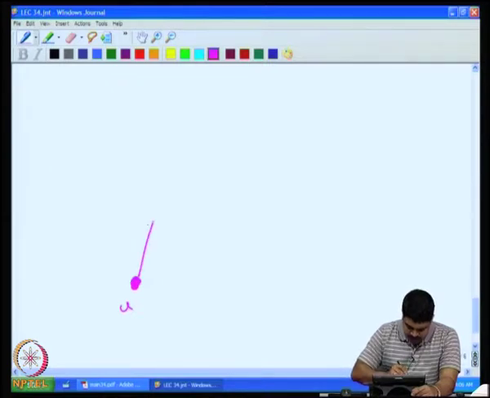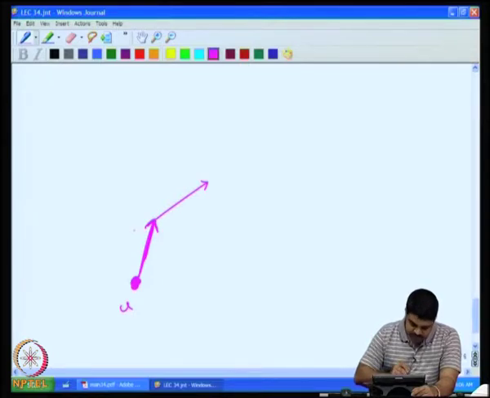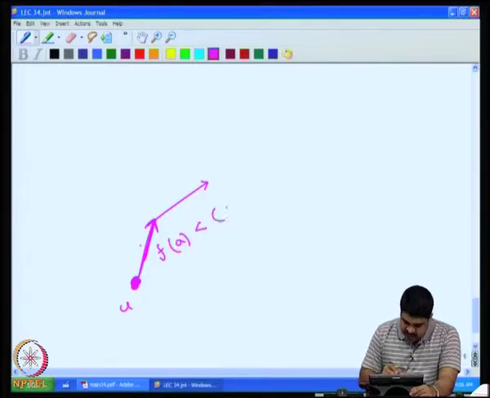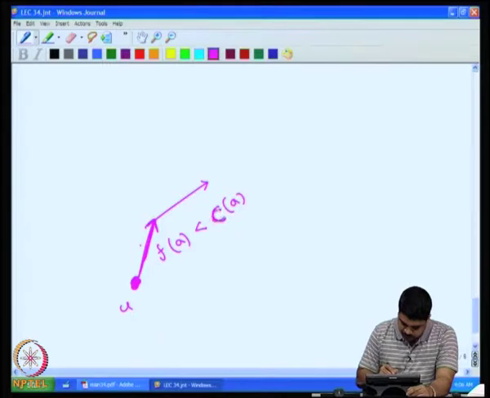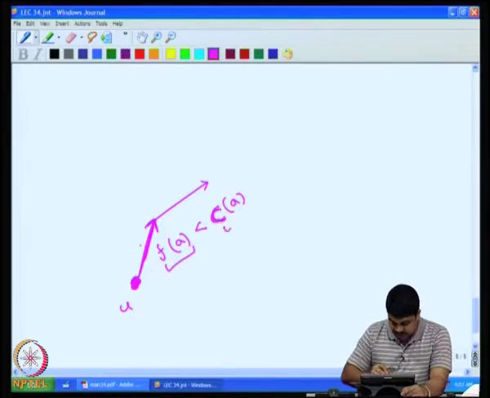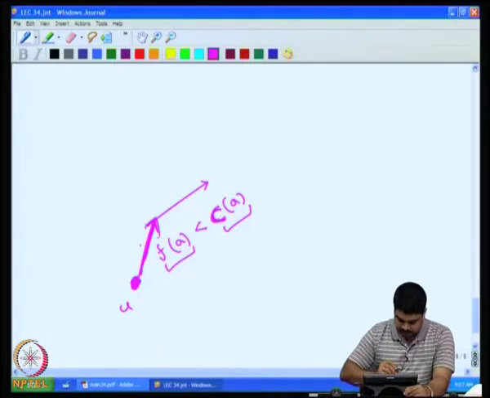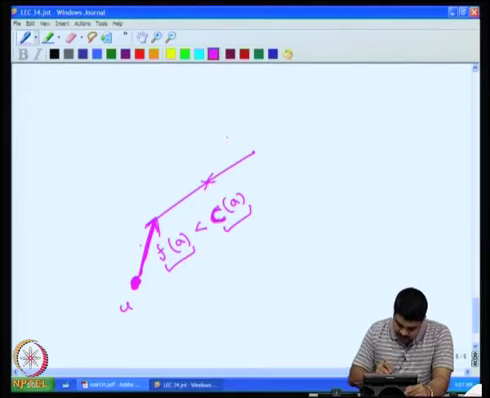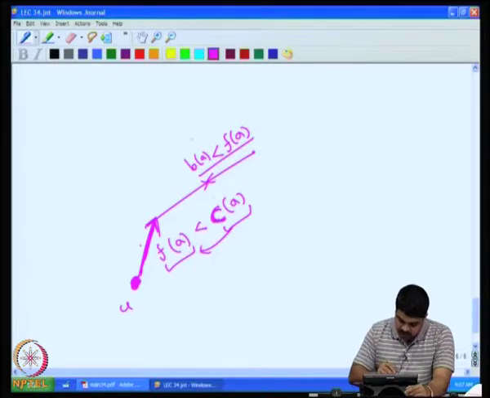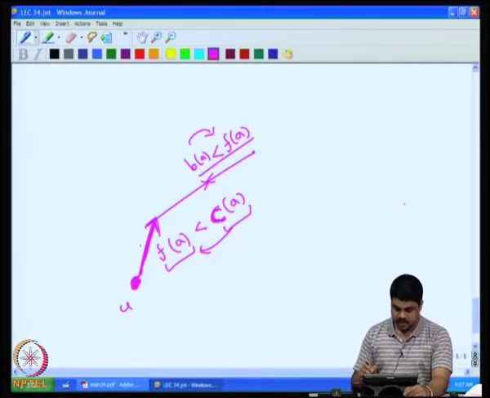We will consider any path starting from u such that, if it is a forward arc, we will see whether the current value f of a is strictly less than the upper bound, that is c of a. Then it is okay, it is an admissible arc. On the other hand, if the arc is a backward arc, we will see whether the value of the function is strictly greater than b of a. This is what we look at: whether this is strictly less than c of a or this is strictly greater than b of a.